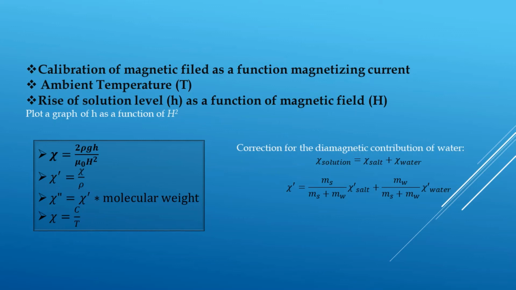So we'll plot the graph of small h, that is the rise in the solution level, as a function of capital H square, and from the relation we have already discussed, chi is equal to 2 rho g h by mu 0 H square, it will be a linear equation. If I plot small h as a function of capital H square, then from the slope we can have the value of chi if we put the values of rho, g and mu 0.